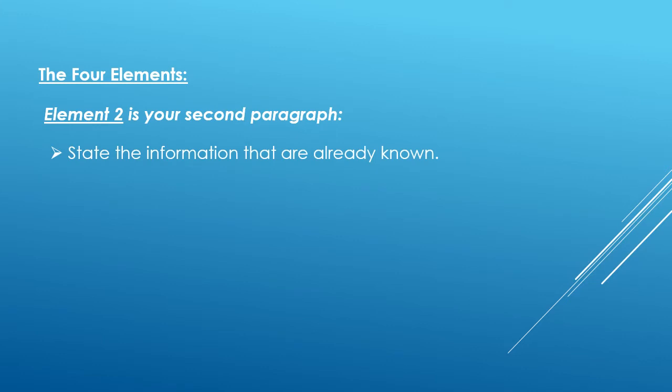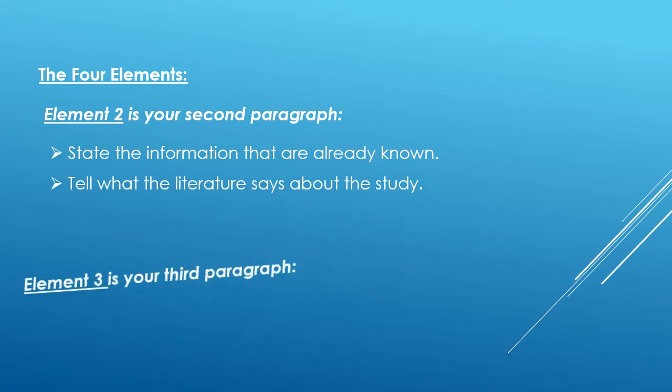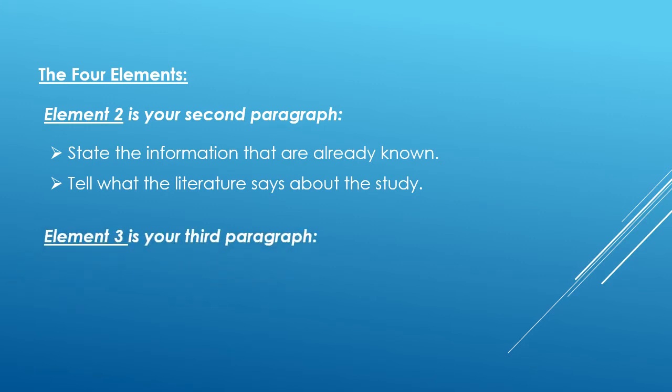For the second paragraph, so sa paragraph number 2, state the information that are already known. So, ibig sabihin, pwede nating ilagay yung mga or mag-cite tayo ng mga articles kung saan nag-exist na yung information tungkol sa study nyo. Okay? O, yun na sinasabi ko. Tell what the literature is about your study. Okay, yun lang yung nandun sa second paragraph.